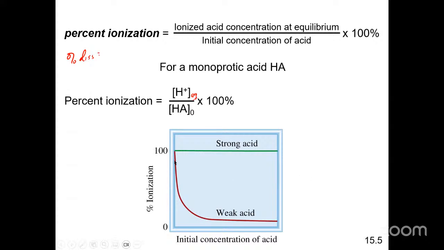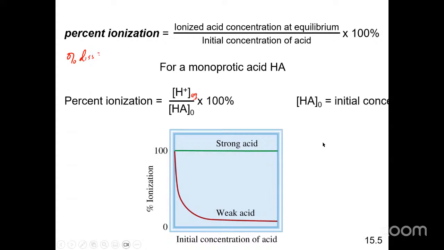So regardless of what the concentration of the acid is, the percent dissociation will be 100% as far as strong acids are concerned. But as far as weak acids are concerned, as you increase the initial concentration of the acid, the percent ionization drops. And as you can see, it drops very severely initially, and then it kind of levels off, but not 100% constant. All right? So that's percent ionization or percent dissociation of an acid.